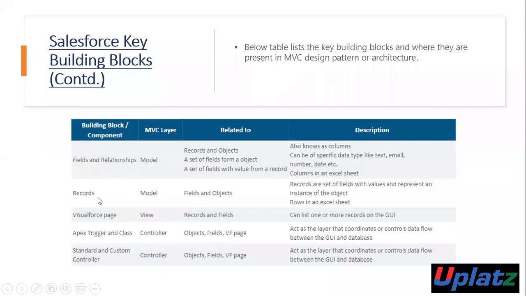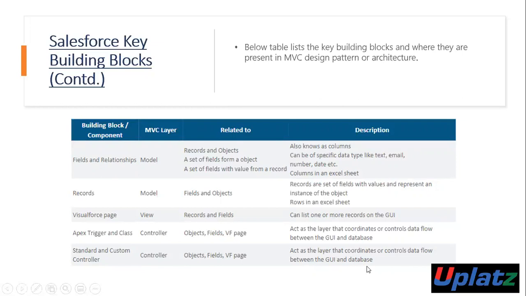Then, as we have already discussed, records in a table, then Visualforce pages or Lightning pages can list one or more records on the GUI. Apex triggers and classes, standard and custom controllers. Apex triggers and classes act as a layer that coordinates or controls data flow between the GUI and the database. This is a part of the Salesforce development session. We will discuss it in that. Standard and custom controllers act as the layer that coordinates or controls data flow between the GUI and a database.